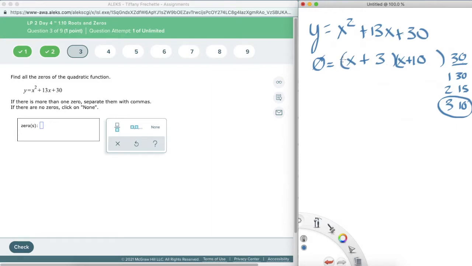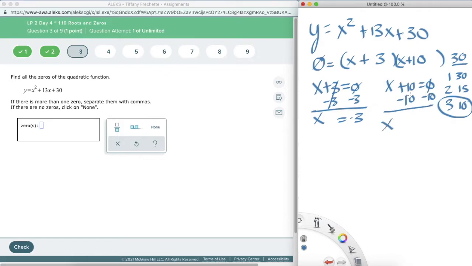So now that I have it factored, I can set both of them equal to zero, just like I did on that last one. And I just need to solve. So minus 3, minus 3. These guys cancel, and I have x equals negative 3. And minus 10, minus 10. These guys cancel, and I get x equals negative 10. So there are my two solutions.